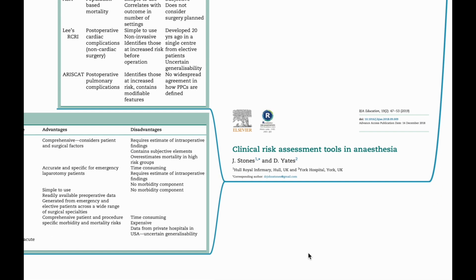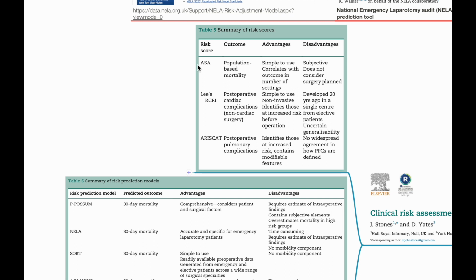J. Stones published an article under BJA Education in 2019 comparing clinical risk assessment tools in anesthesia. This table shows a comparison of ASA, Revised Cardiac Risk Index, and ARISCAT scores. For ASA, outcome is population-based mortality. Advantage, simple to use and correlates with outcome in a number of settings. Disadvantages, scoring is subjective and does not consider surgery plan.